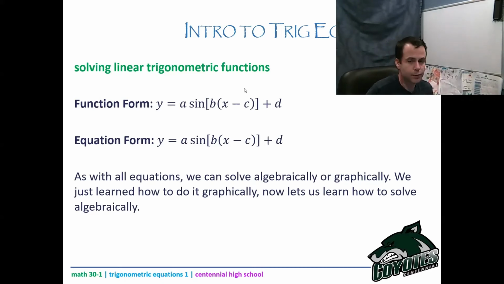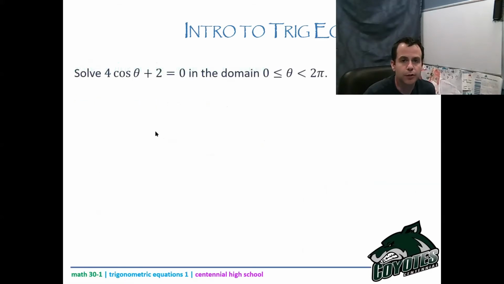So if you have a good understanding of your unit circle, the algebraic portion of today is not going to be hard. So we've got two forms of writing trigonometric equations, either the function form where we have y equals, or the equation form where we have 0 equals. Sorry, that should say 0 there. That's a typo that I'll fix before I post this. As with all equations, we can solve algebraically or graphically. We just did the graphing, so now we're going to go and do the algebra.